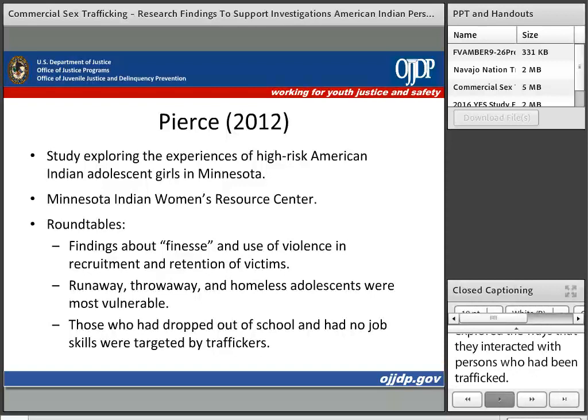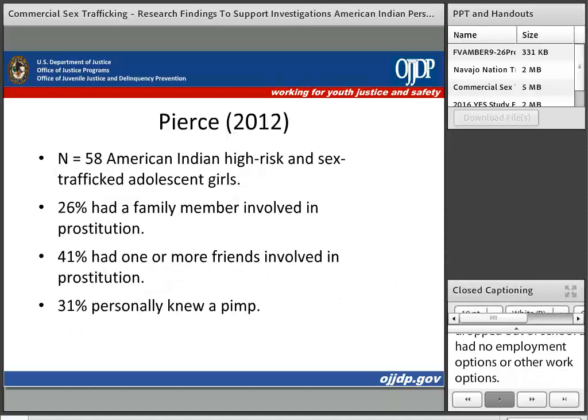And what they found was that there were specific types of traffickers that were really luring their American Indian girls off the reservations to the city, and these were traffickers who were using sort of the finesse techniques. So some romance, but more likely they were promising that the victim would become a model or a dancer. They were offering road trips or shopping trips to the city. They were offering to take care of them, offering free places to stay, to buy jewelry or clothing, and to make them feel special. They again focused specifically on runaway, throwaway, or homeless youth who were most vulnerable, and they particularly targeted kids who had dropped out of school and had no employment options or other work options.